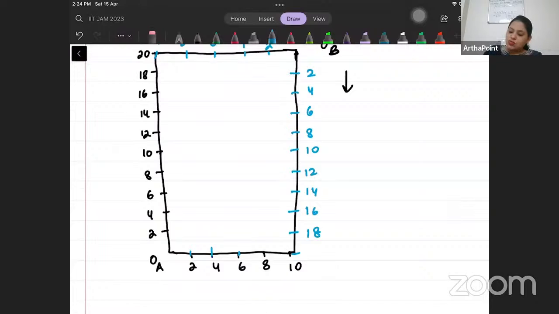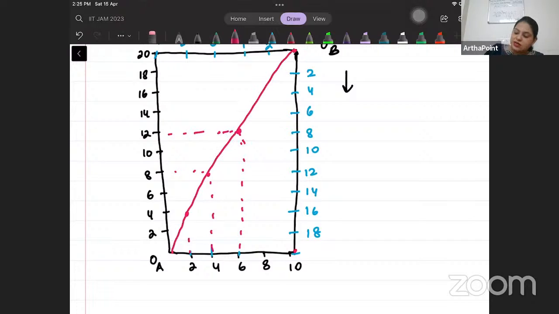So when XA is 2, YA will be 4. When XA is 4, YA will be 8. When XA is 6, YA will be 2 times, which means 12. When XA is 10, YA will be 20. So the line is going to be this. This is my contract curve because they've asked me to plot it. And the equation that it satisfies is 2XA is equal to YA, or XA is YA by 2.